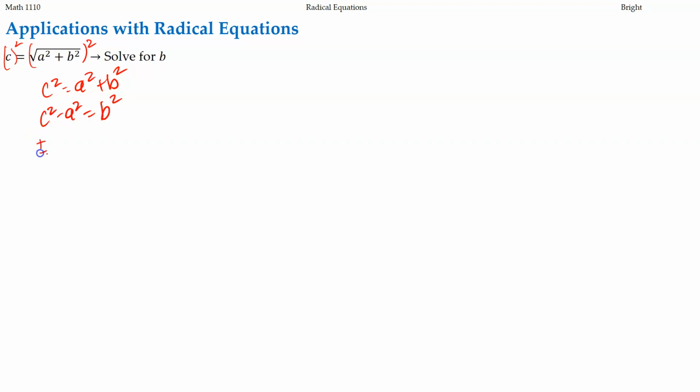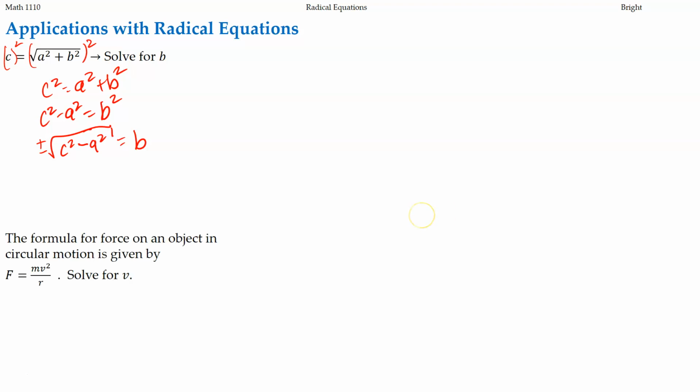And I will include the plus and minus for formal correctness right now. But when we are in the context of a right triangle, we would only go with the positive because we can't have a negative length. Okay, so there we go. One application problem done. Another one.